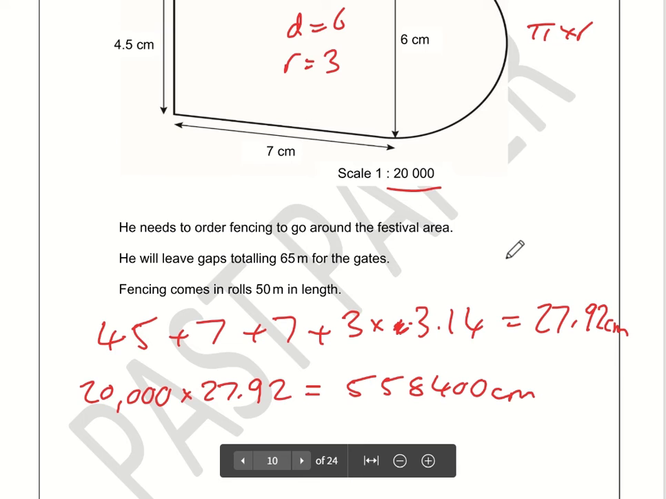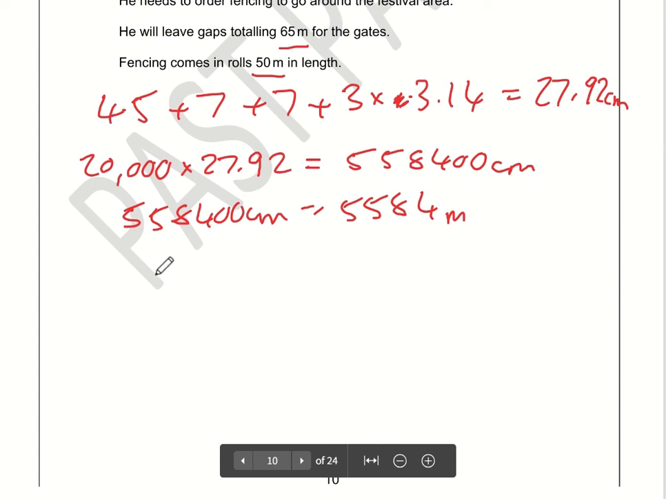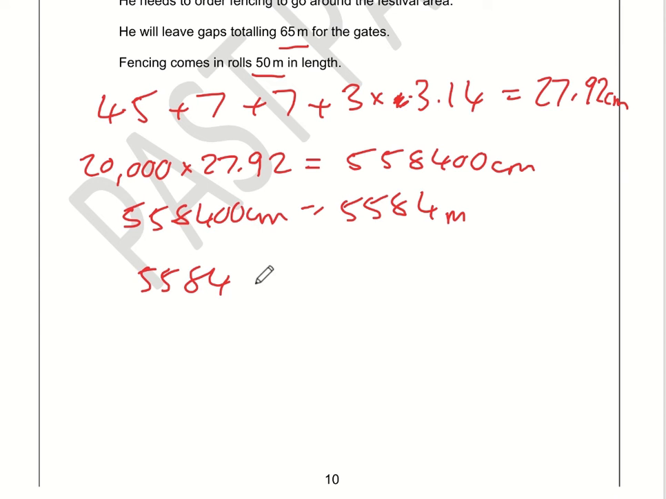Now given that the fencing comes in lengths in metres, and we've been told that the gates are 65 metres, I'm going to turn this into metres. So divide by 100, 558,400 centimetres is 5584 metres. Now I'm going to subtract the 65 for the gates. So 5584 metres, take away the 65 metres for the gates, that comes to 5519 metres. So we need fencing for 5519 metres, and it comes in rolls of 50 metres.